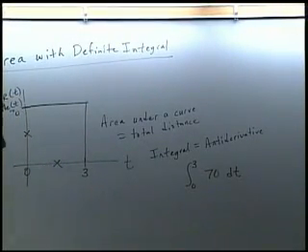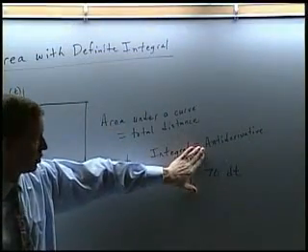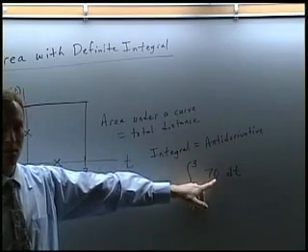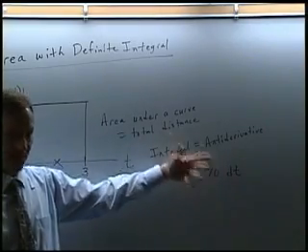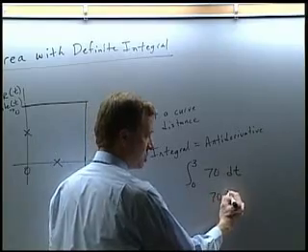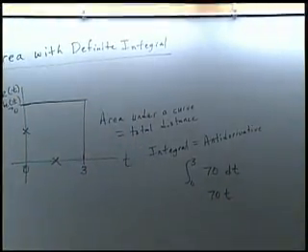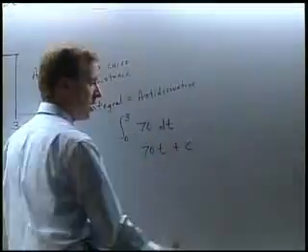Now, if we were to solve this problem using antiderivatives, just ignore this for a second here. What's the antiderivative of 70? 70 times x, or in this case, we'll just go 70 times t, since t is what I used for my variable here, right? So 70 times t plus some constant.